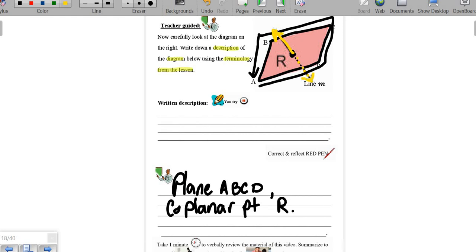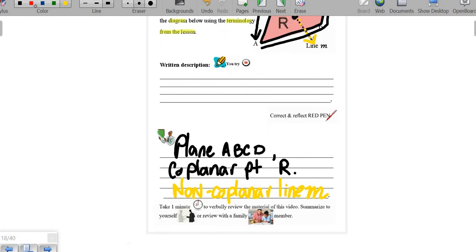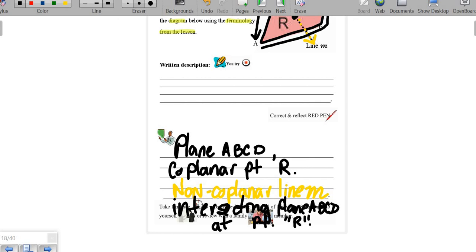That line is a non-coplanar line M. I'm running out of space here. Intersecting plane A, B, C, D at point R. That was the tricky part of this.